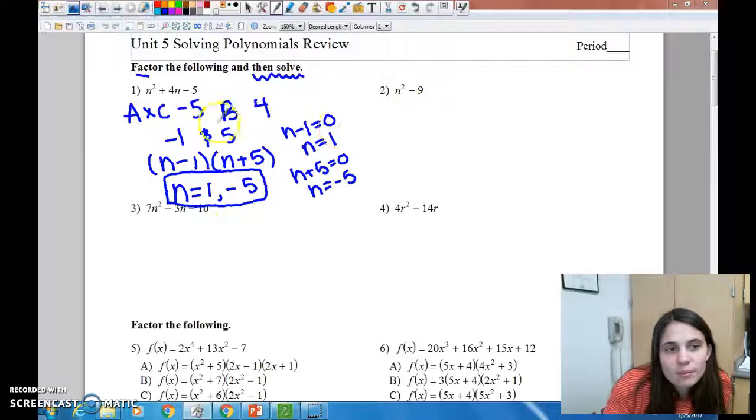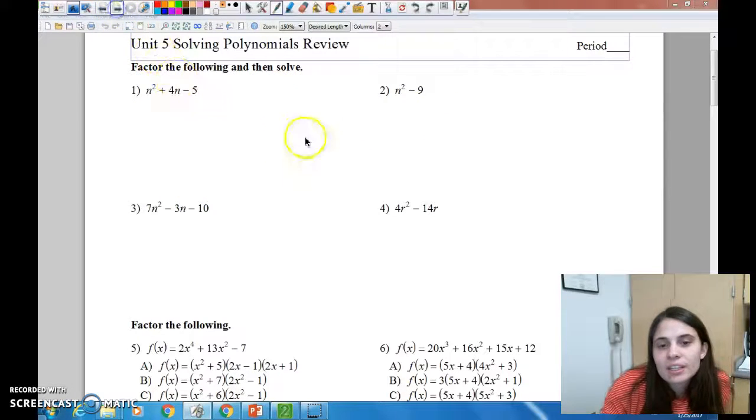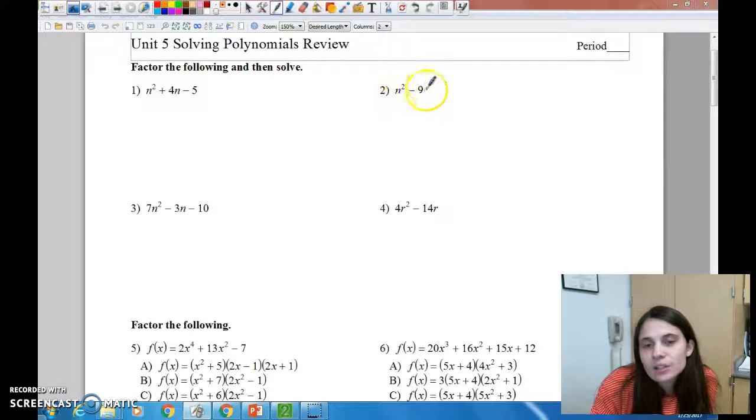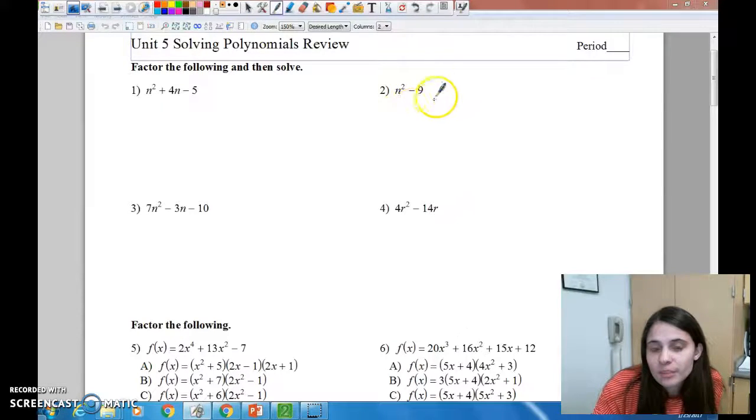My next problem, number 2, is n squared minus 9. So this is a difference of squares. I know that because there's no b value. Sometimes there will be no c value. In that case, it's probably a greatest common factor. But in this case, we have no b value. So I'm going to start with n squared, and since I don't have a b, my b is 0, so plus 0n minus 9.